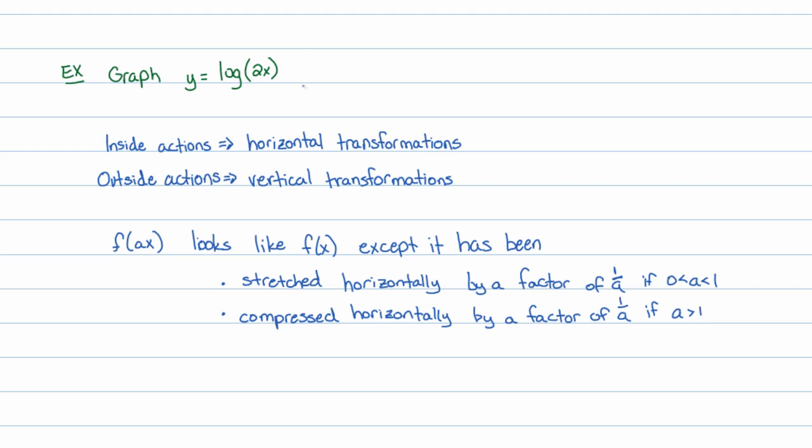Since this number is greater than 1, this is going to be a compression horizontally. So it's compressed horizontally by a factor of 1/2. In other words, all the x values that existed on this graph before are 1/2 of what they were. Let's see what that looks like.